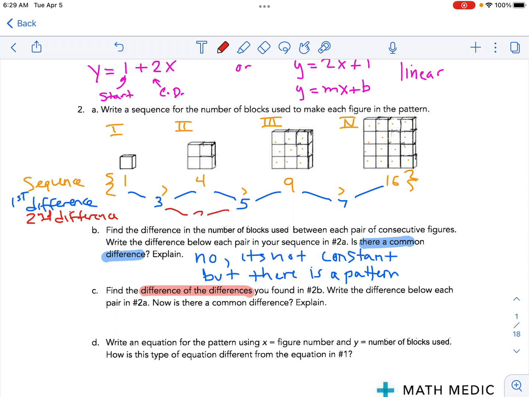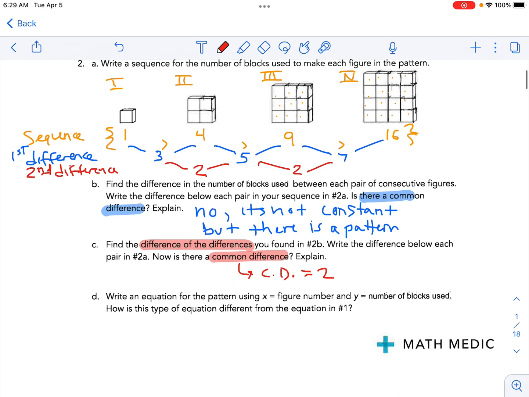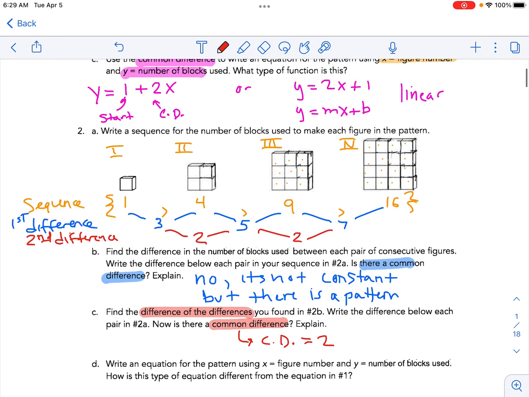And so when we look at the second difference, 5 is 2 bigger than 3, 7 is 2 bigger than 5. So now there is a common difference. So in here, yes, there is a common difference now. The common difference is 2, but we had to go to the second difference to find it. In other words, we had to look at the difference of the differences to find that.